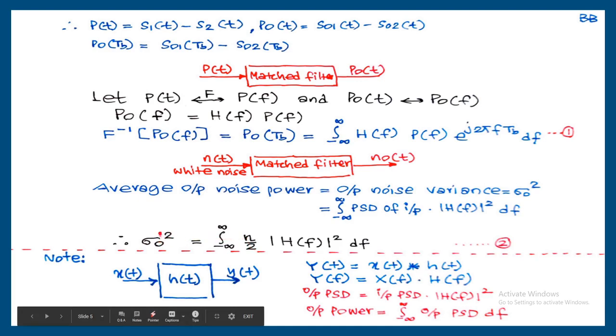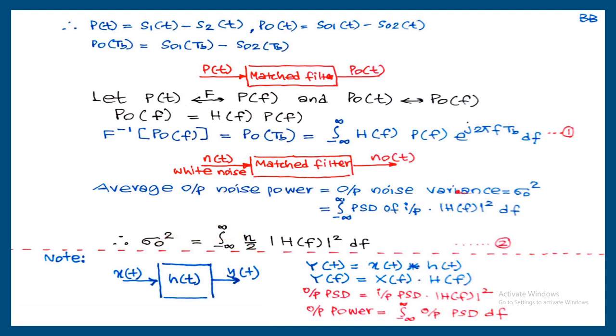Sigma 0 square, that is the output noise variance. Variance and power are both the same in this case. So sigma 0 square is equal to the integral from minus infinity to plus infinity of the PSD of white Gaussian noise, which is eta by 2. This we have studied under chapter 2, information theory and source coding. Eta by 2 is the PSD of additive white Gaussian noise. In some textbooks it is written as capital N0 by 2 also. So eta by 2 times modulus H(f) square df. That is our equation number 2.